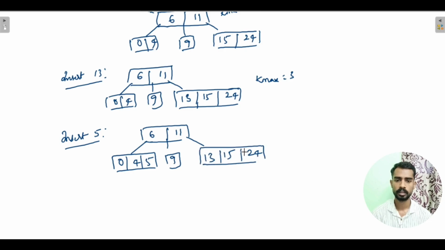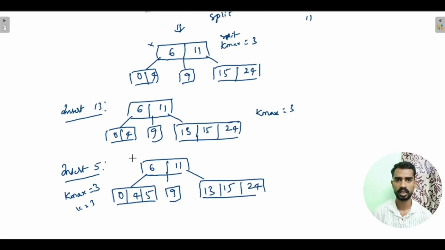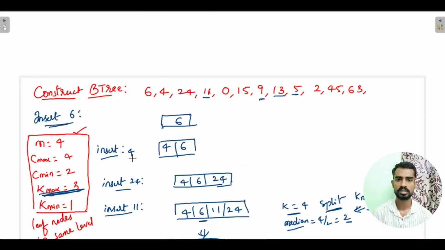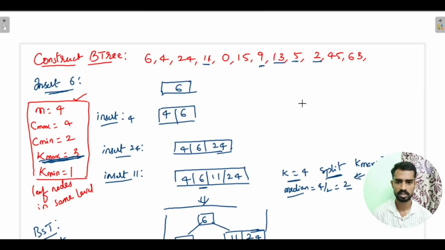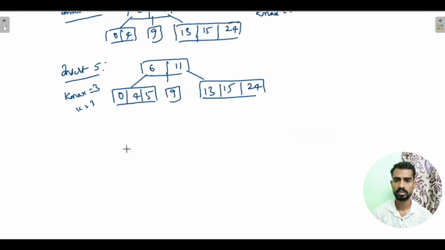Here the K max property is checked for this particular node. It is not violated: the K value is 3 and the K max is also 3, so it is still within the property level. We don't have to worry about any height balancing operation. So we will insert the next element. What is the next element? Inserting 2.